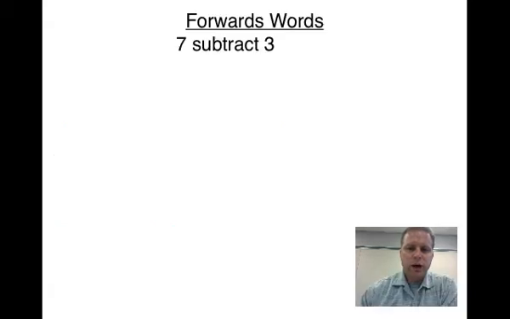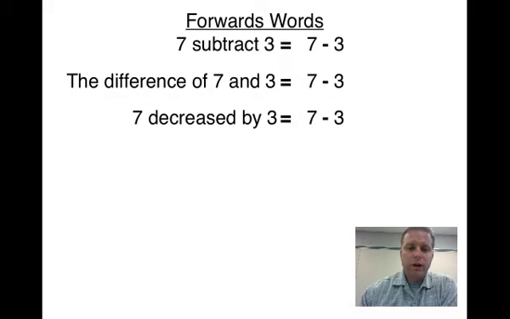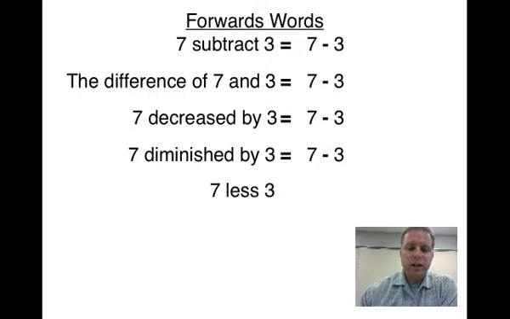Forward words, subtract 3. That's 7 minus 3. Difference of 7 and 3 would be 7 minus 3. 7 decreased by 3 is 7 minus 3. 7 diminished by 3 is 7 minus 3. 7 less 3 is 7 minus 3.